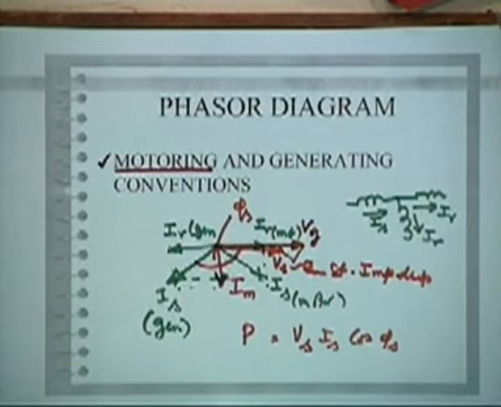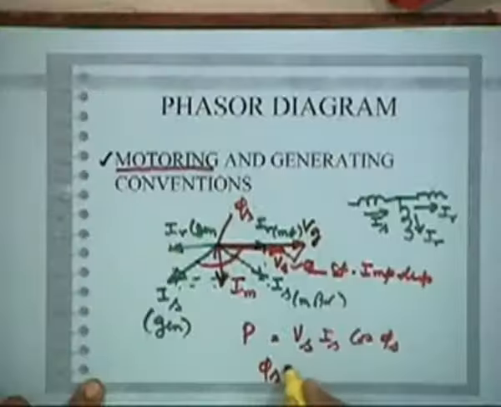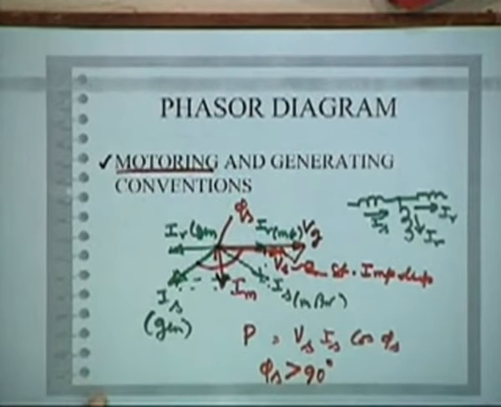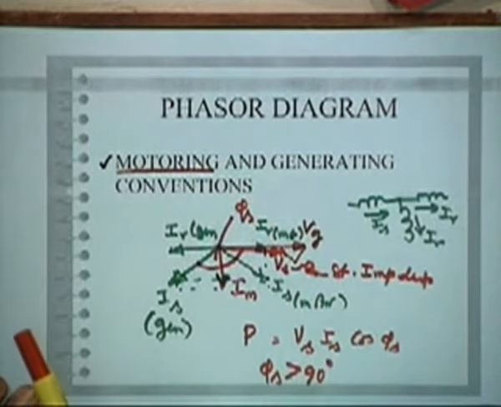What do you notice here? Is P positive or negative? Why? Because phi s is more than 90 degrees. So the power taken in, because this is all power input to the stator in motoring convention, is negative. So power input to the stator is negative. Okay.